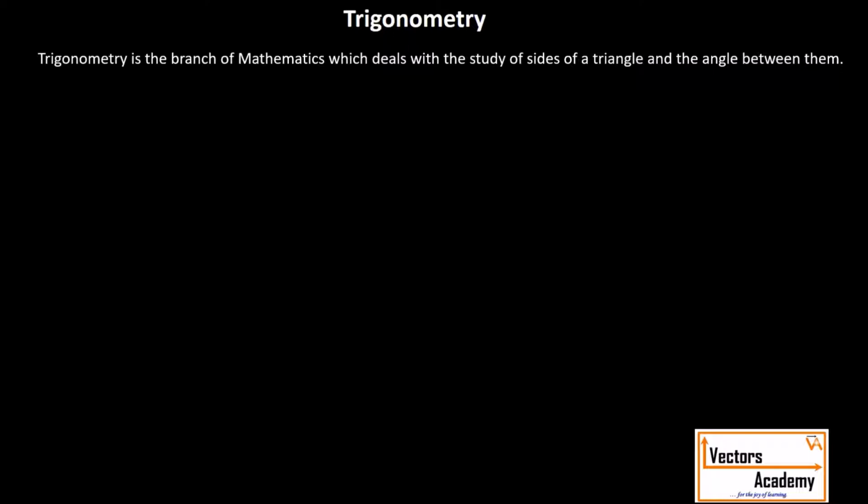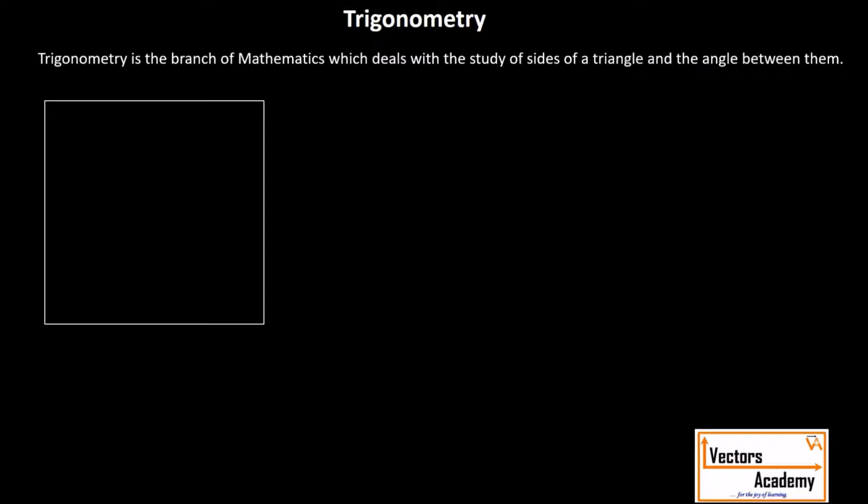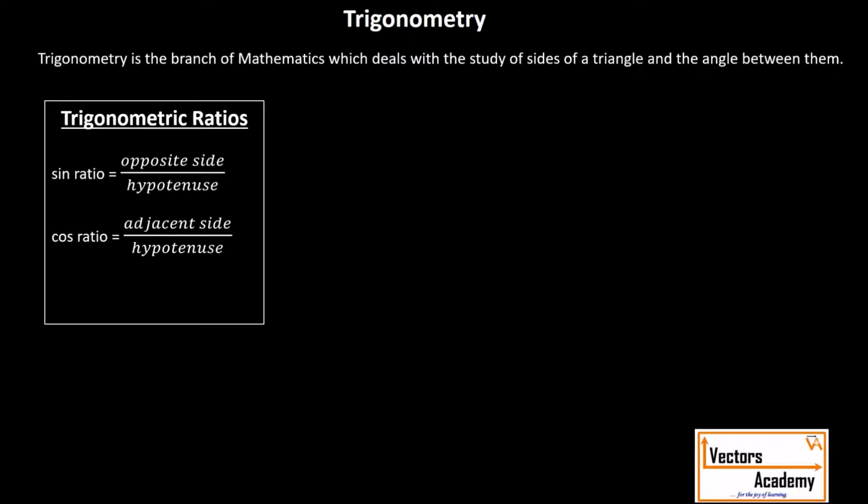Now, there are three basic ratios of trigonometry which we'll be studying. One is sine theta, cos theta, and tan theta. The sine ratio is given by the opposite side upon the hypotenuse. The cos ratio is given by the adjacent side upon the hypotenuse, whereas the tan ratio is given by the opposite side upon the adjacent side.